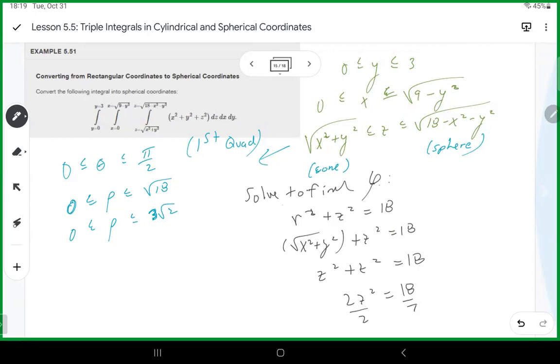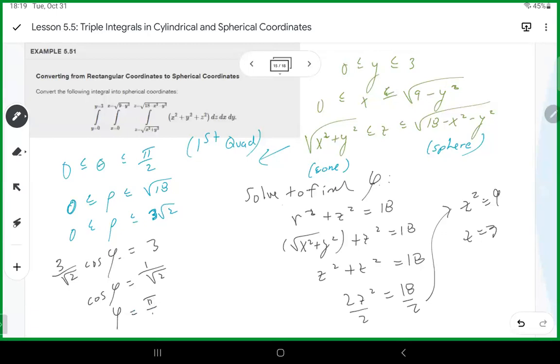So z squared equals 9. So then z is equal to 3. All right, so then if we plug that in, we're going to end up with 3 square root of 2 cosine phi equals 3. That's cosine phi equals 1 over the square root of 2, which would just mean that we would have pi over 4.